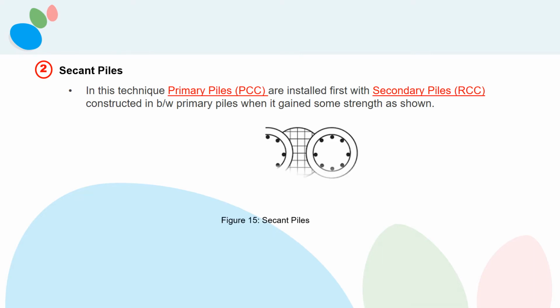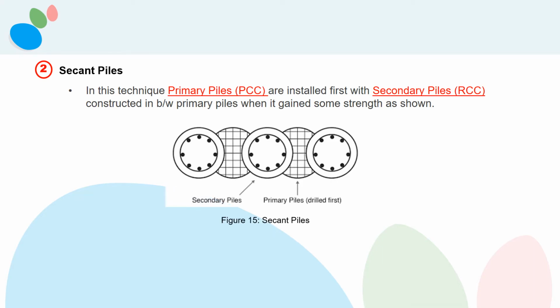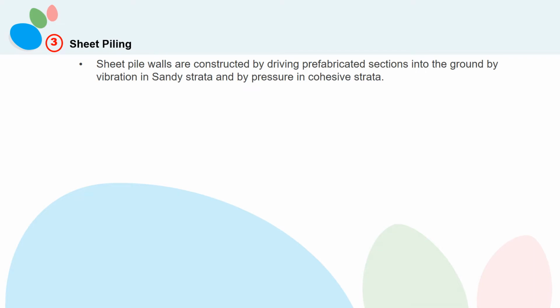2. Secant piles. In this technique, primary piles, PCC, are installed first, with secondary piles, RCC, constructed in between primary piles when they have gained some strength, as shown. Pile overlap is typically on the order of 3 inches, 75 mm. 3. Sheet piling. Sheet pile walls are constructed by driving prefabricated sections into the ground by vibration in sandy strata and by pressure in cohesive strata.